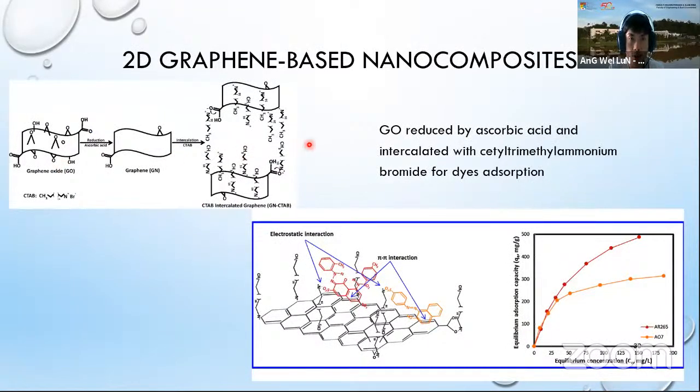And a few more examples on the 2D graphene-based nanocomposite, okay? In this case, they are using ascorbic acid to reduce it, and this is for dye adsorption, okay? Graphene oxide, and then you combine it or functionalize it with other materials. So you'll be able to remove the dyes through pi interaction and also electrostatic interaction, okay? If you compare the performance, you'll notice that the adsorption is improved because you have more functional groups and more surface area.